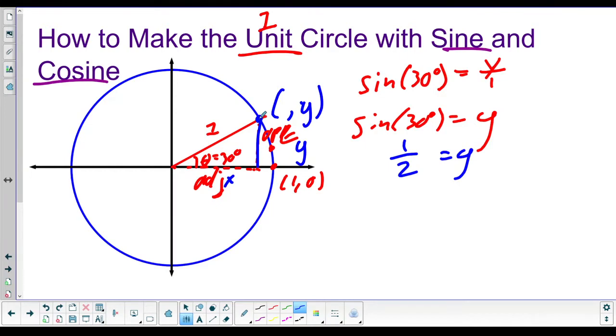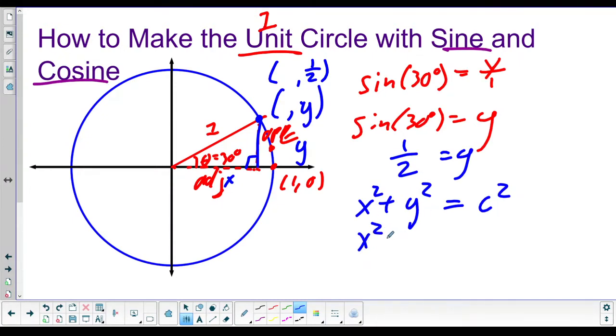So y equals 1/2. So right here, the ordered pair is something, 1/2. Now to get the x value, because this is a right triangle, we can use Pythagorean's theorem. So we're going to have x squared plus y squared equals our hypotenuse squared. Let's just call it c squared. Okay. So x we don't know. Let's leave that as a variable.